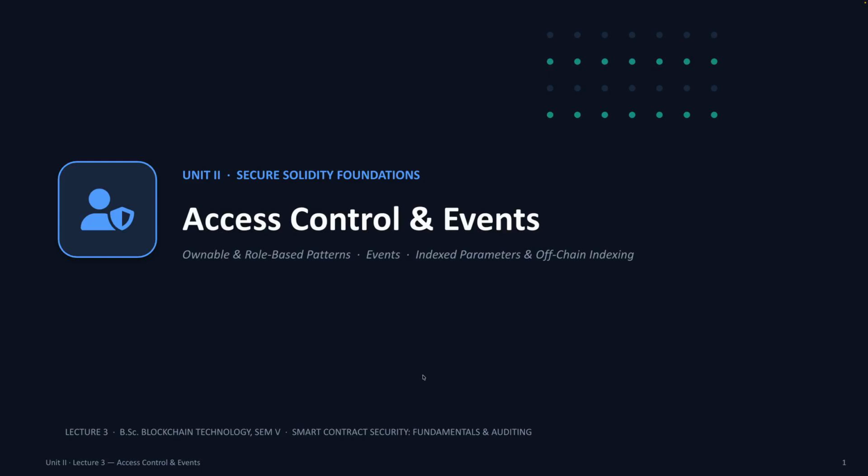After that, we will focus on events, what index parameters in events are, what is the importance of indexing a parameter, and how that helps with filtering on the front end. And then at last, we are going to make use of events for off-chain indexing.